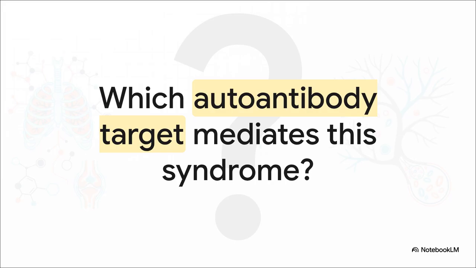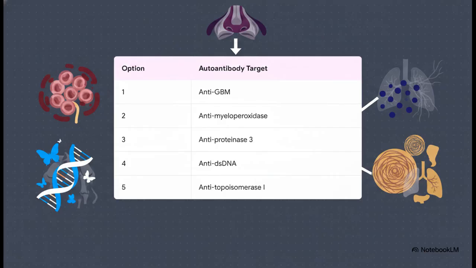Let's evaluate this classic presentation to correctly identify the underlying immunologic mechanism. A patient presents with epistaxis, a collapsed nasal dorsum, hemoptysis, and an elevated creatinine. Which autoantibody target is most likely mediating this syndrome? The correct target is anti-proteinase 3.